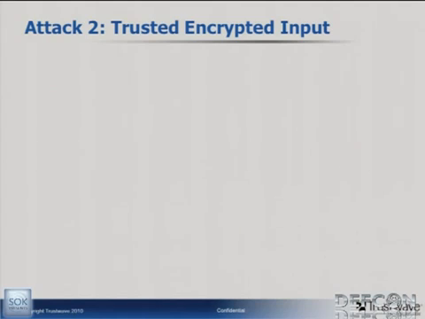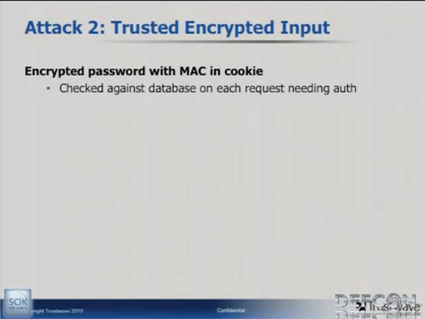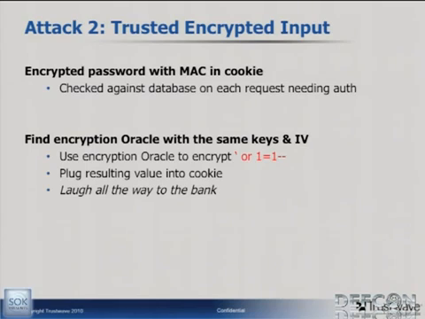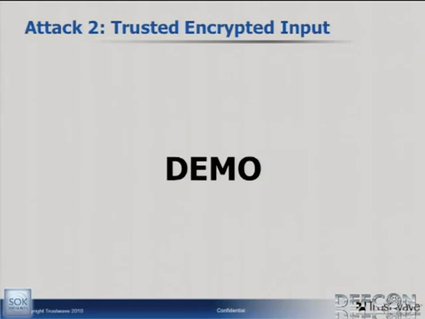Why spend the cycles? So let's say that you have an encrypted password MACed in a cookie, like this auth cookie that we're talking about, and that's checked against the database on each request needing authentication. And you find an encryption oracle somewhere else that allows you to encrypt arbitrary data. So you encrypt single quote or 1 equals 1. Let's say it's just the password that's in this cookie, and then plug the resulting value into the cookie. Well, that's ugly. So let's take a look at this in action.